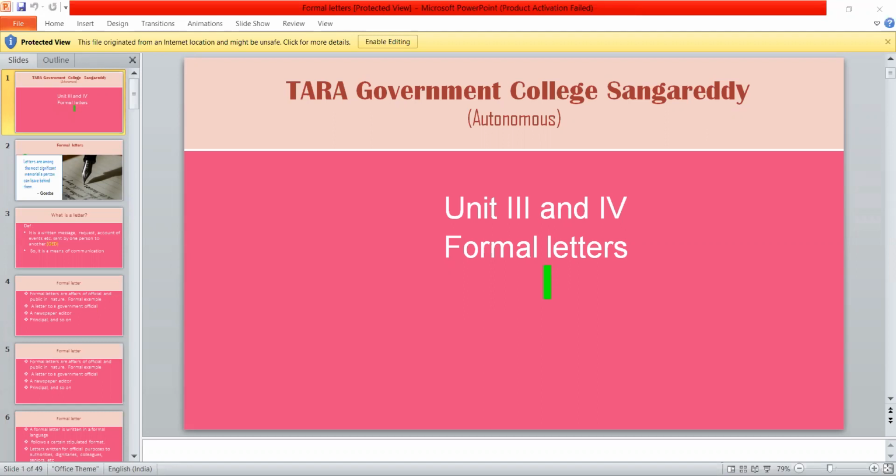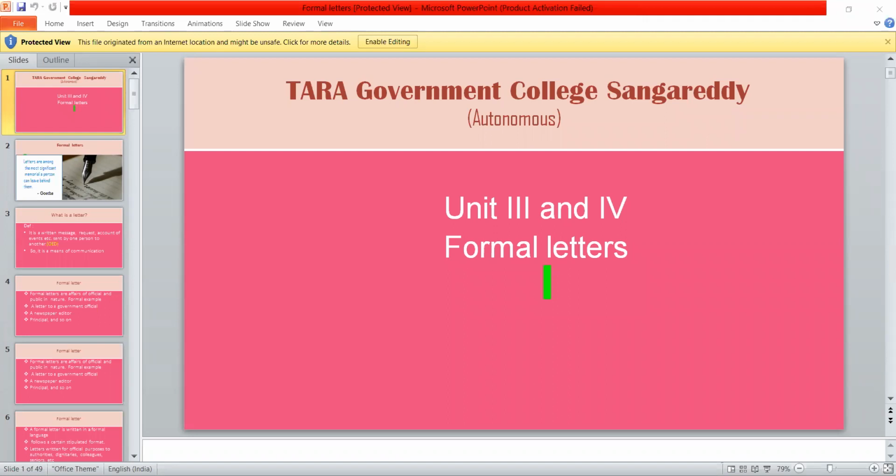Then body. As we know, and we have been discussing many times, the body of the letter is very, very important, and the main part of the formal letter is the body of the letter. It is the main part. Brief.